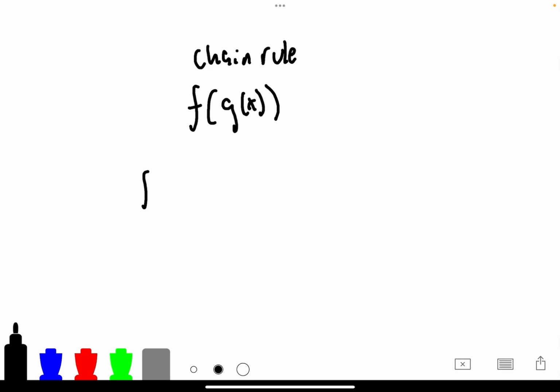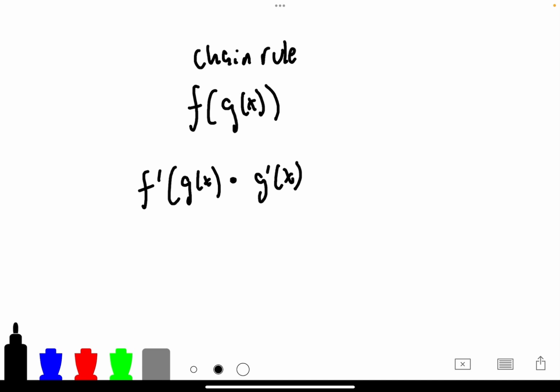The chain rule is f prime of g of x times g prime of x. In simple terms, this is basically saying the derivative of the outside function is multiplying the original inside function, heavy emphasis on that, and then multiplying by the derivative of the inside function.